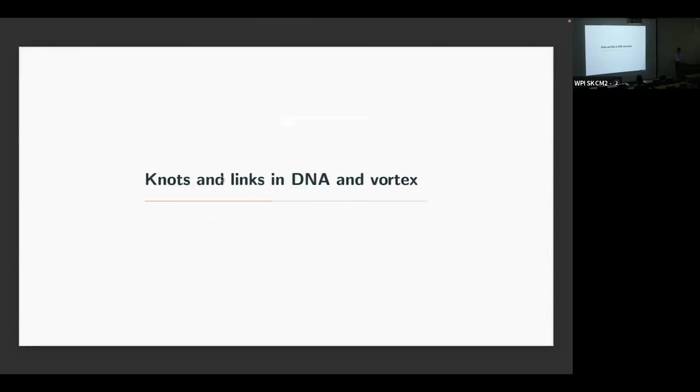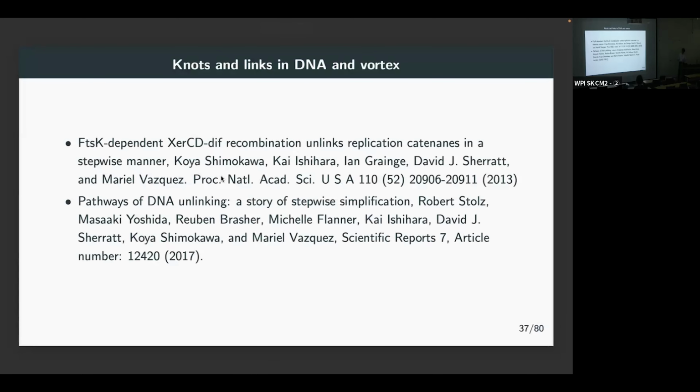Okay, so this is one example of the application of knot theory to supermolecules. We can show that the two topologies are actually different, and also we can give some idea to make a new molecule. The second one is the application of knot theory to DNA and vortices. And these are the two papers we will discuss. The first one is 2013, and the second one is 2017. So here we consider the topological change of the DNA.